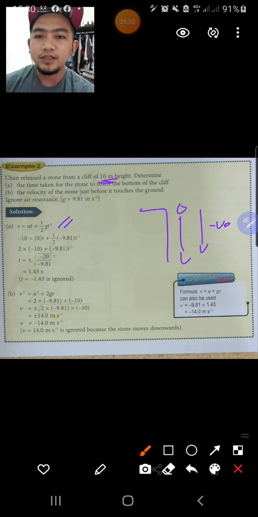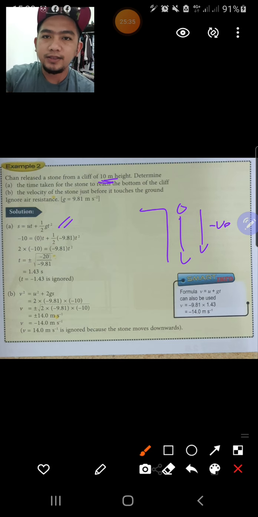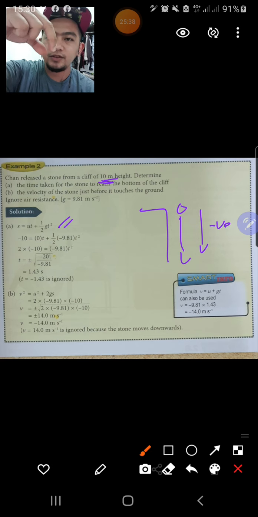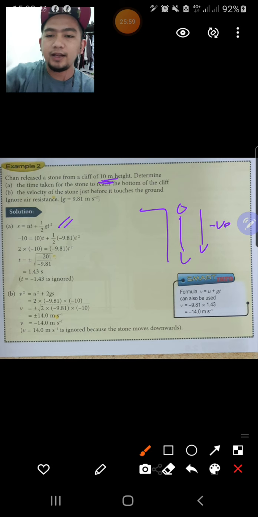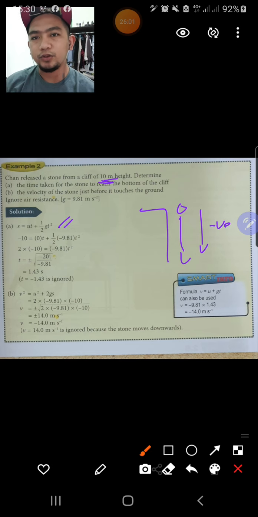How can the initial velocity be 0? Because first, Chan is holding the ball. So this is the initial velocity. It has not moved yet. After he releases the stone, then we call it V, the final velocity. So we assume the initial velocity, when he is holding it and has not released it, as 0.